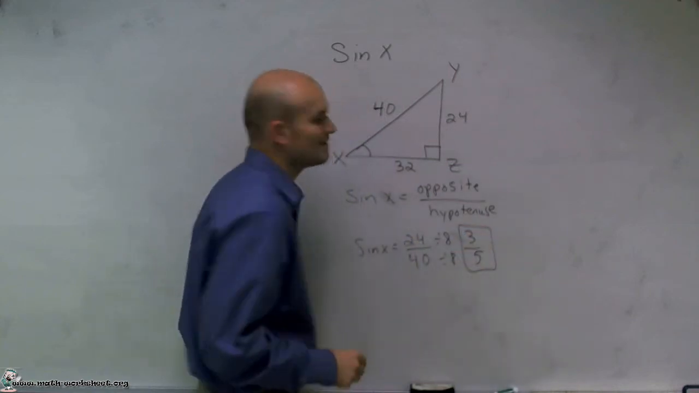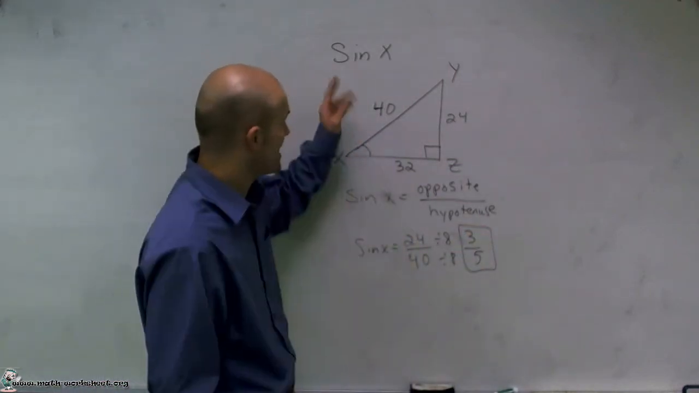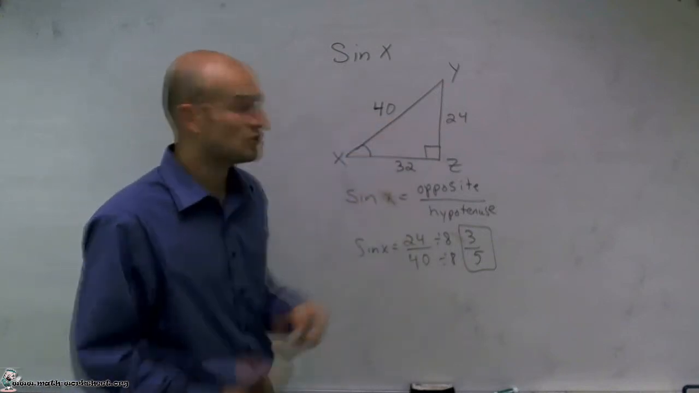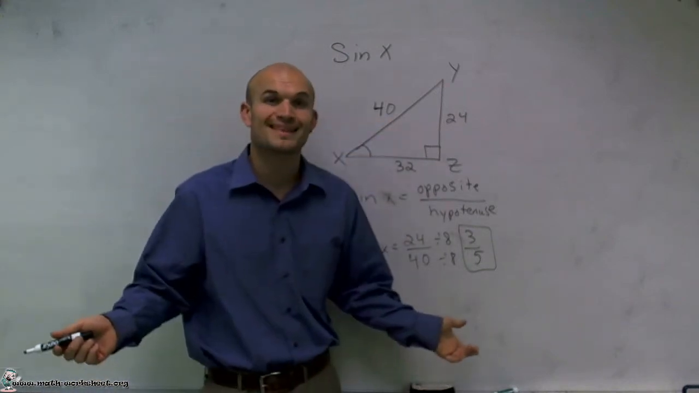That leaves me with my final answer, which is that the sine of x for this triangle is going to be 3/5. All right, ladies and gentlemen, that's how you do sine of x.